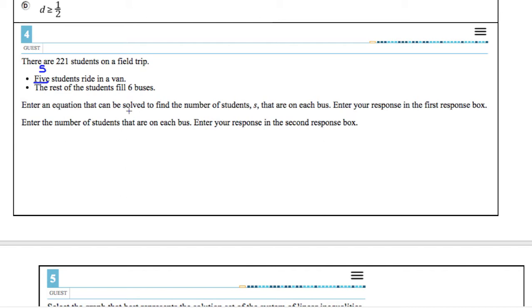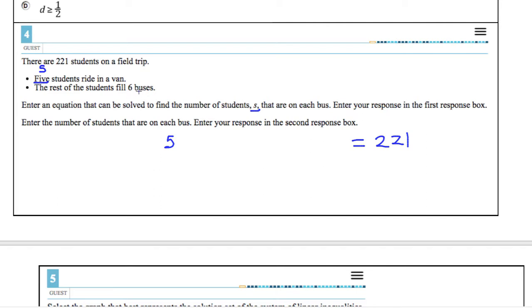So we need to find an equation that can be solved for S. S is students, so there's our variable on each bus. Okay, well I know that I need to somehow get that all equal to 221. So I'm going to put that equals 221. So if I count the number of students over here, it should be equal to 221. Well, I know that there's 5 students on the van, so let's just write that. Does that need to be multiplied by students? Not really, because I'm not doing multiple vans. Remember, whenever you have multiply, that means you have multiple of that.